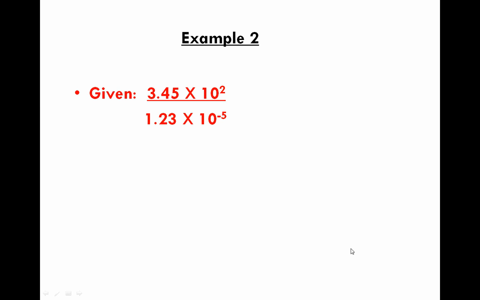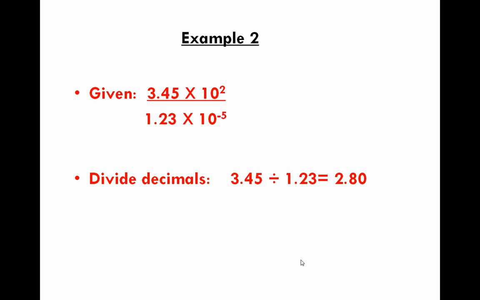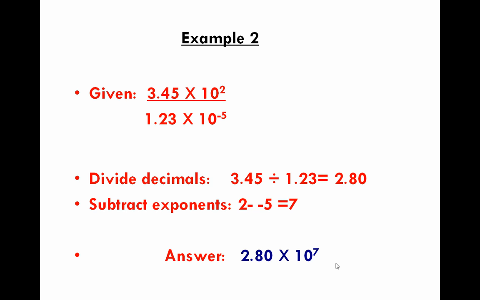Example number 2 for division. First, you divide your decimals. 3.45 divided by 1.23. You'll get 2.80. Now we are dividing 10 squared by 10 raised to negative 5. Then we have to keep the base and subtract the exponents. 2 minus a negative 5 will turn into 2 plus 5, which is 7. Combine these two together, 2.8 times 10 raised to 7. Since this is already in scientific notation, this will be your final answer.